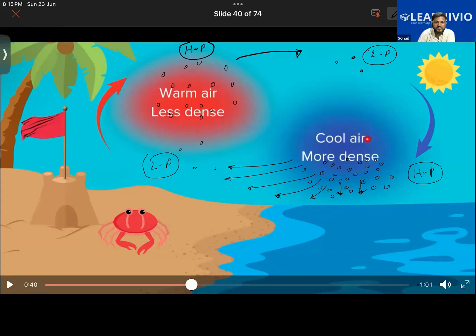Sir, at some places, as I have noticed, the cool air which is more dense takes a lot of time to travel there. I think so, sir. That's why in the daytime the warm, less dense air is on the land, so that's why we feel hot. And at night, the cool, more dense air comes towards the land. That's why we feel cool. And then again the next day the warm air is here, so that's why we feel hot.